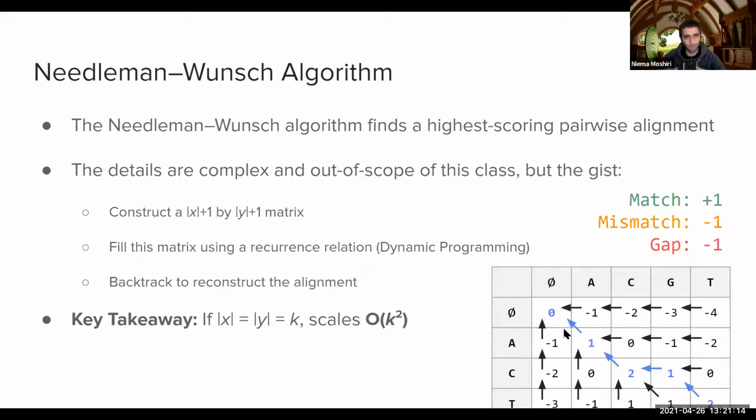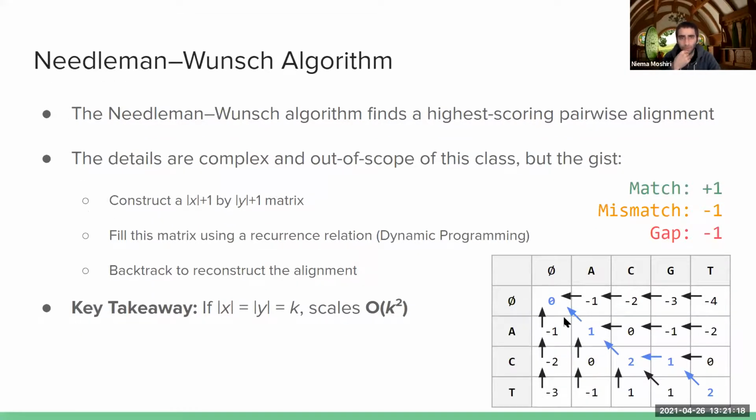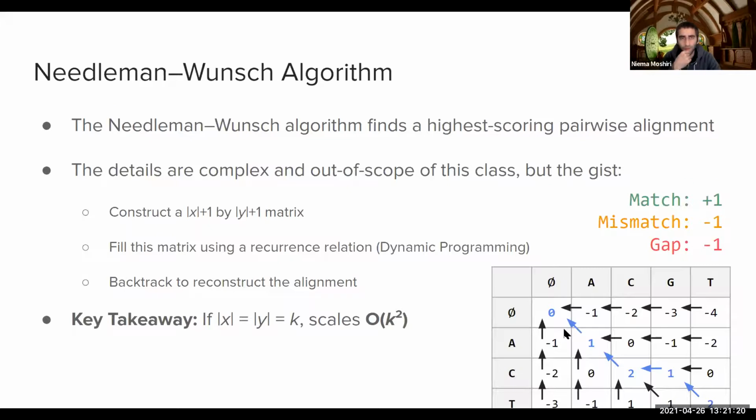Does that make sense? So it scales quadratically with the length of my sequences. Any questions about that? Okay. And if you think of any questions, feel free to type them in the chat.